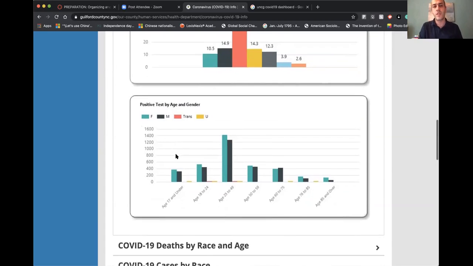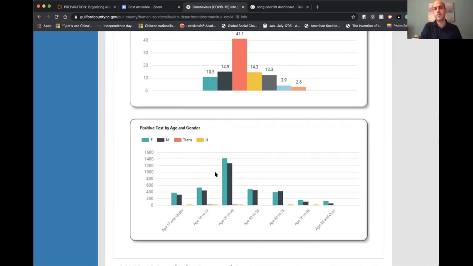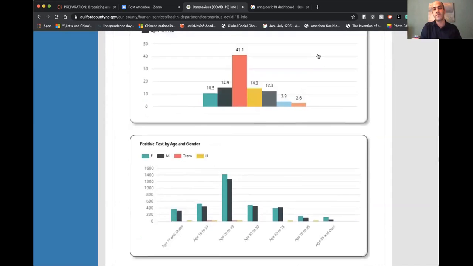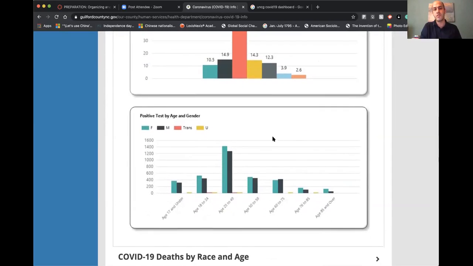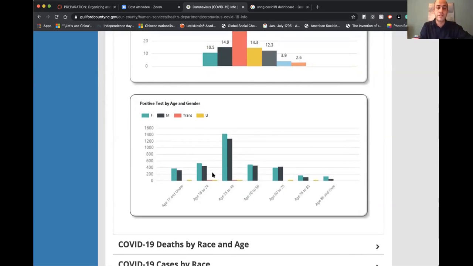And this is the positive test by age and gender. Here they put the same graph, and then they try to show it also in terms of gender. So I can see F for females, M for males. It's the first time I see trans in these statistics, actually. Good. And then U, it's not clear what that is, but maybe it can be another gender group, or maybe undefined, or someone who didn't want to share their gender, or unknown, something like this.